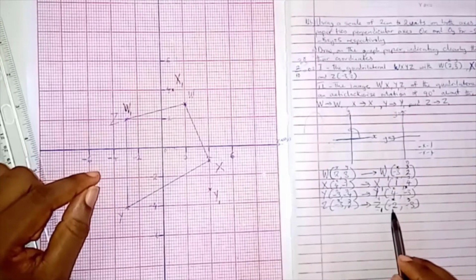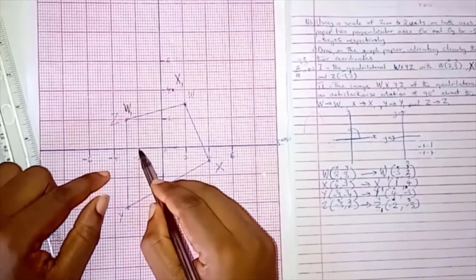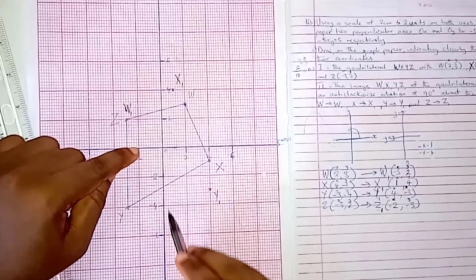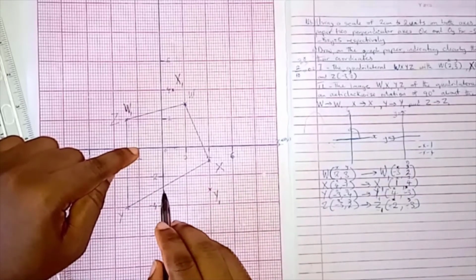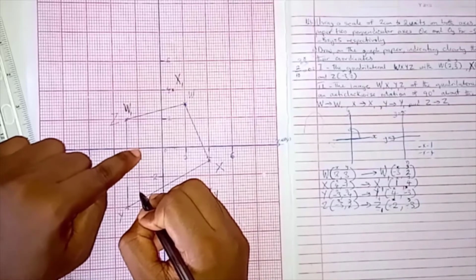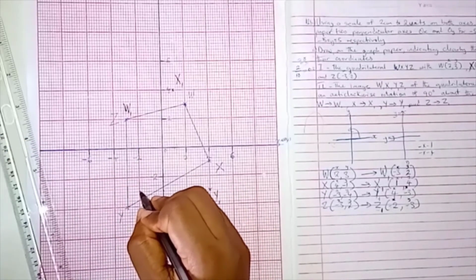So where is x at minus 2? Okay, so this is our x-axis. X at minus 2 is over here. And where is y at minus 3? This is our y-axis. Y at minus 3 is here. Okay, so we have our point here, x at minus 2 and y at minus 3. So we have this point here.